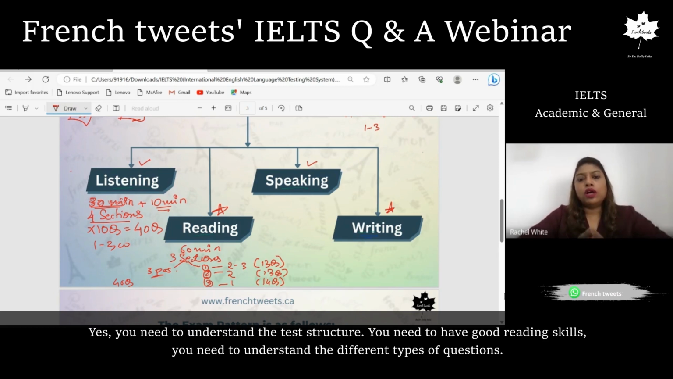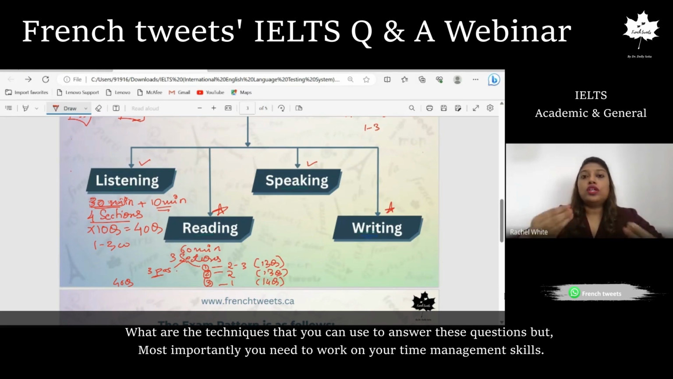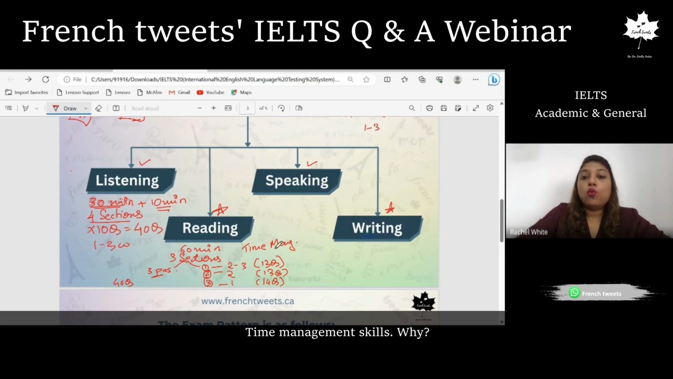Okay. Now, yes, you need to understand the test structure. You need to have good reading skills. You need to understand the different types of questions. What are the techniques that you can use to answer these questions? But most importantly, you need to work on your time management skills. Okay, time management skills. Why?